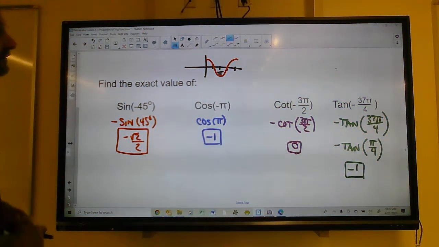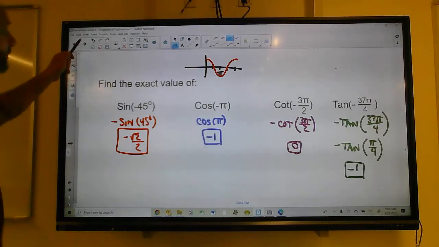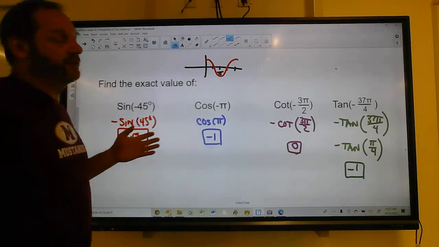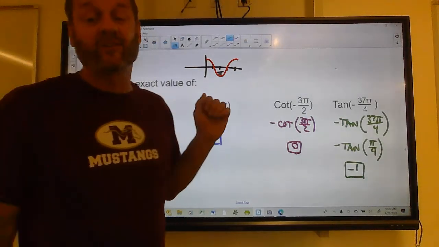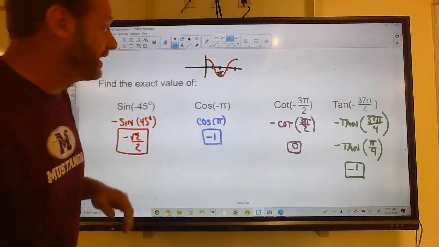You don't need a calculator for this stuff. Now, if you're doing something where you're going to use a calculator for this, make sure your calculator is in radians, or you're going to have a really bad time with your answers.